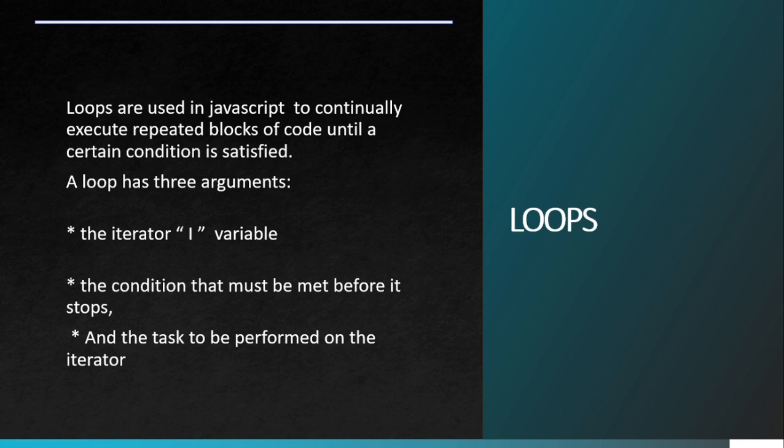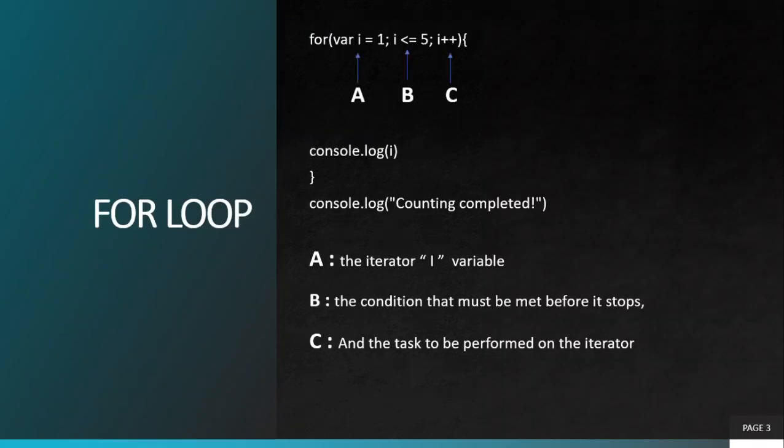The next thing is the task that will be performed on the iterator, that is the I variable that was introduced. So let us see the types of loops. We have the for loop and the while loop, which we use in JavaScript. So what does the for loop look like?